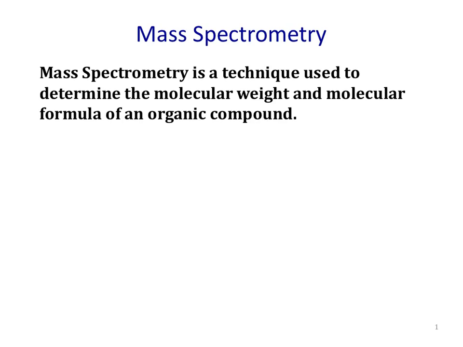In this video, we're going to take a brief look at the technique of mass spectrometry. It's an analytical technique that's used to get the molecular weight of a compound, and from that, we can often figure out the molecular formula.